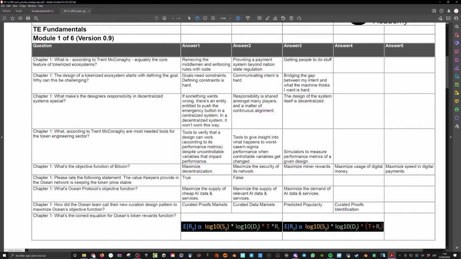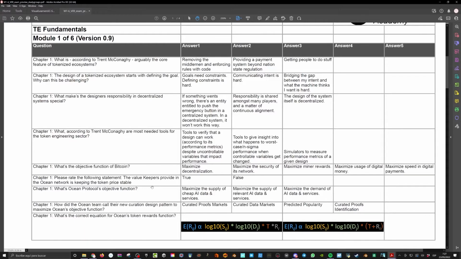Okay. In general, it's multiple choice. Yes, it is. Okay. What's Ocean Protocol's objective function? Rohan. Oh, I'm here? Yeah, you're on. Didn't we just do the first one, right? Curated proofs market. I'm in the other question. Maximize the supply of relevant AI data and services.